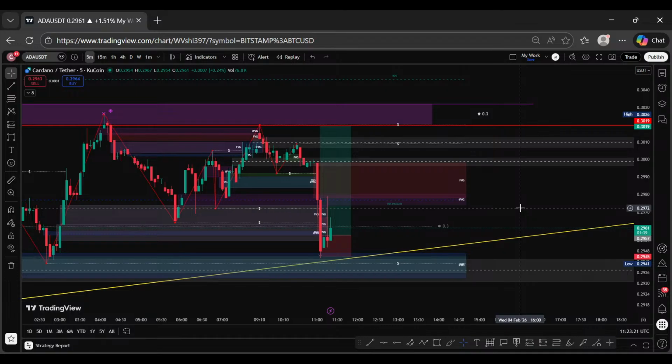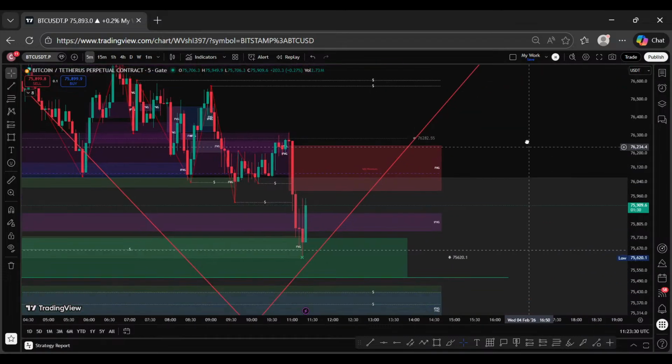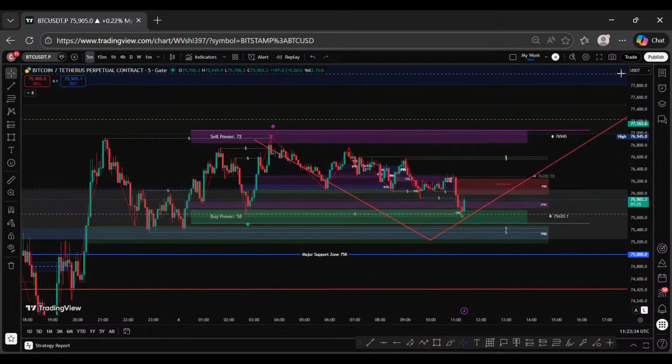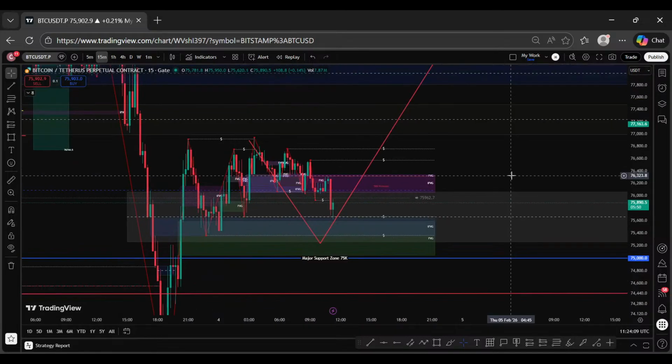Let's get started with Bitcoin. Analyzing the BTCUSDT again one more time. So I have opened the BTCUSDT perpetual chart on TradingView. Currently the price is sitting at 75,878, and as we zoom in on the 15-minute chart time frame, we will talk about the market structure analysis.